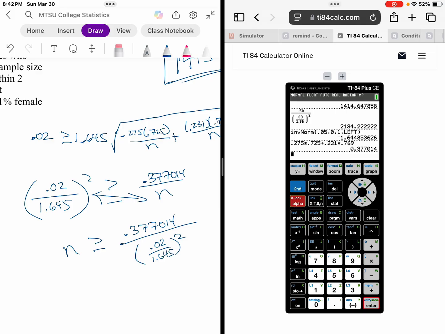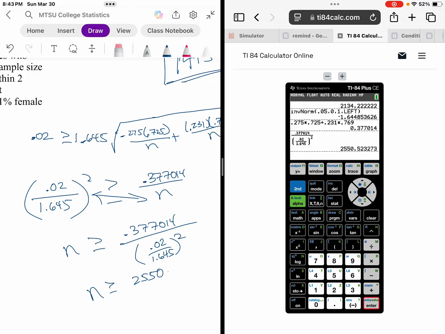So on the bottom, another fraction, 0.02 over 1.645, squared. Yeah, that looks pretty good. So it's got to be more than 2550.52, so this would be 2551. It's got to be more than that.